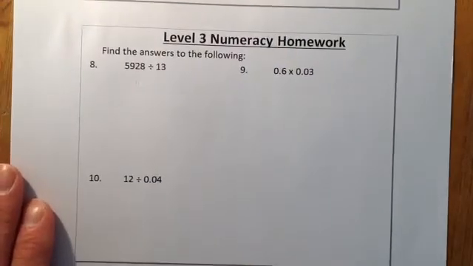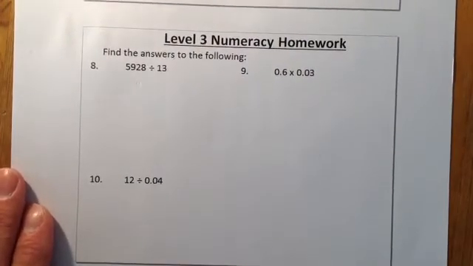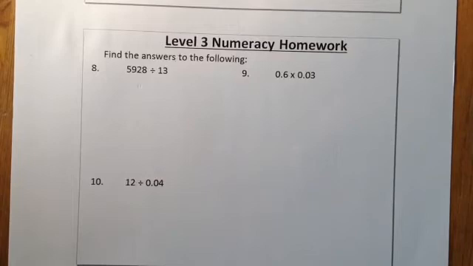Okay, so on to the last set. What we have is a division by 13. If you don't know the 13 times table, or whatever number you're trying to divide by, why don't you just write it down?